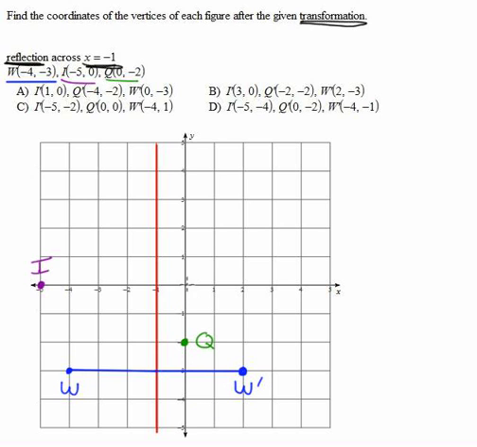And that new point, as I can see, is 2, -3. Now do the same thing for point Q. Point Q, if I draw to my line, I go one unit to the left. If I continue 1 unit to the left, I end up with my new point here. That's point Q prime, and that's at -2, -2.